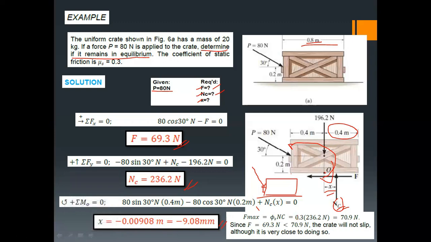Okay. So F max, as we said, is 0.3 times our normal force acting on your plate, which equals 70.9 Newton. Since F is 69.3, which is less than 70.9, the friction force is a bit smaller. The plate will not slip, although it is very close to doing so. So it did not move and did not tilt under the applied force, but it is close. It seems to have a little movement, but just a little.